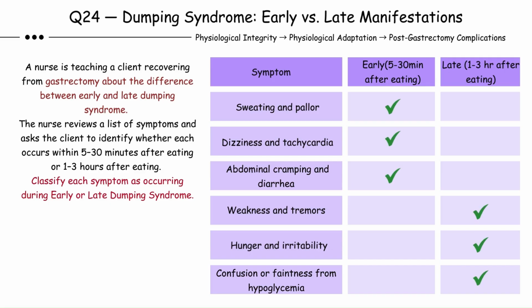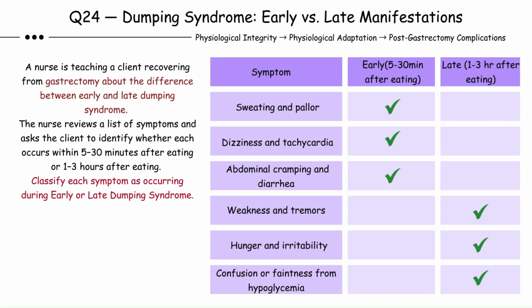Early dumping syndrome, 5 to 30 minutes after eating. Sweating and pallor, dizziness and tachycardia, abdominal cramping and diarrhea. Late dumping syndrome, 1 to 3 hours after eating. Weakness and tremors, hunger and irritability, confusion or faintness from hypoglycemia.